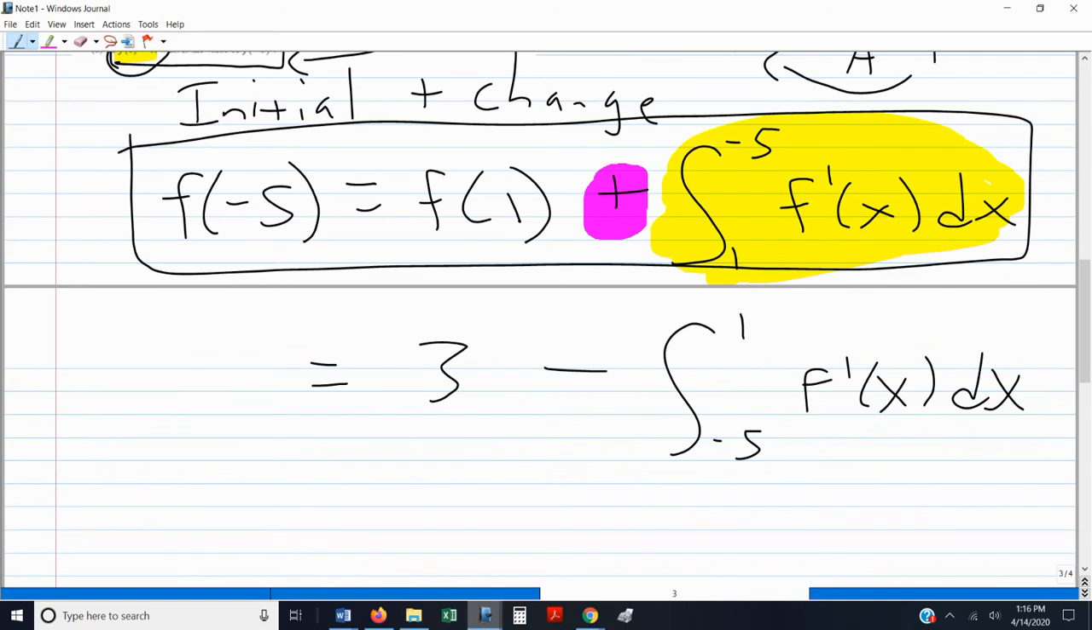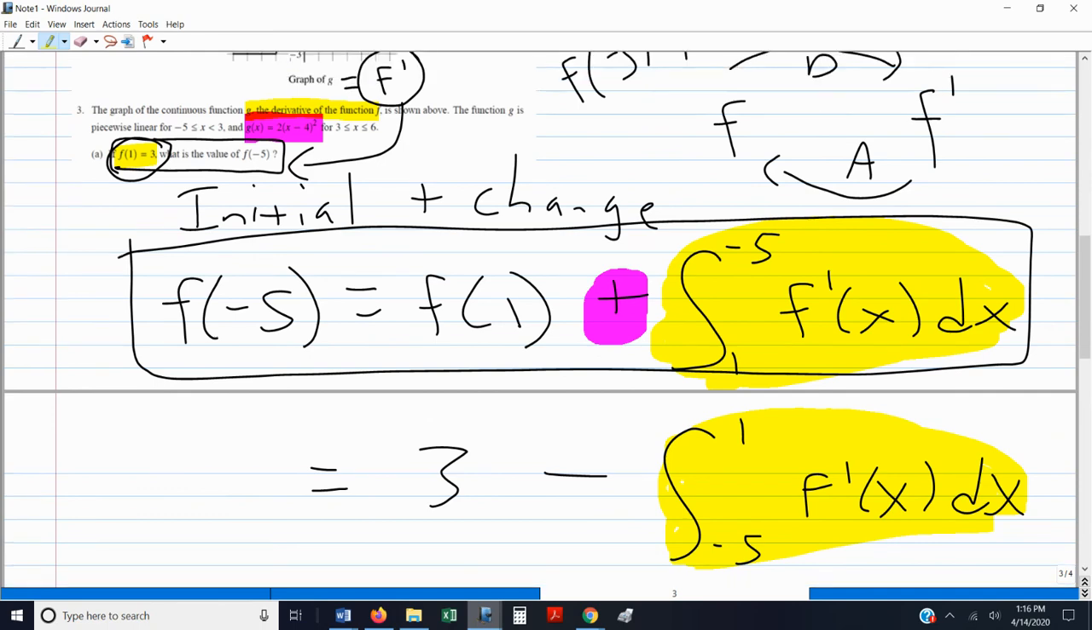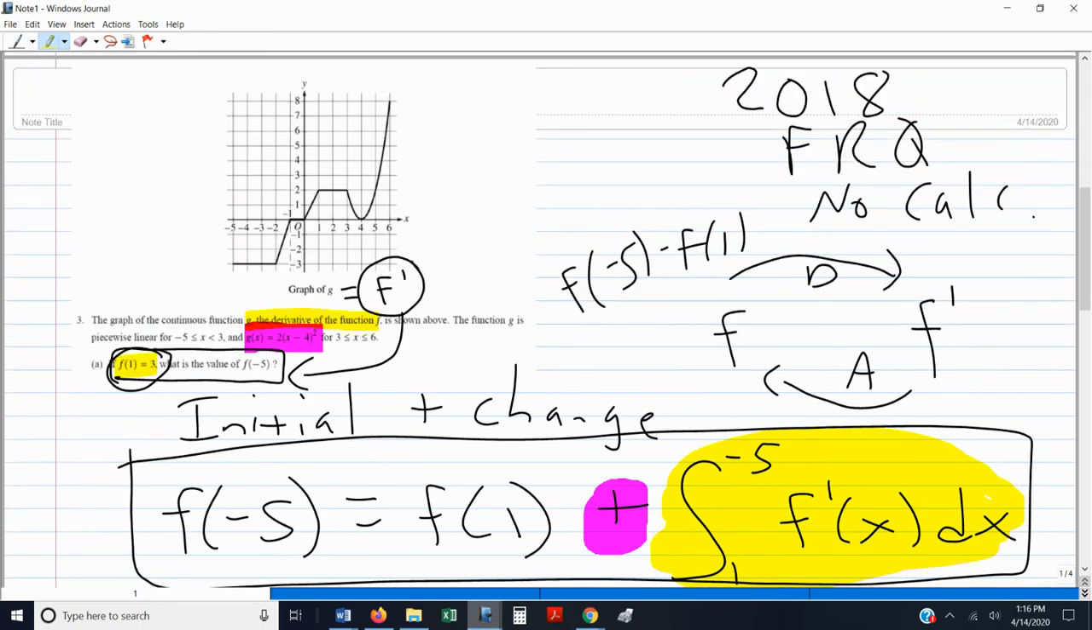Then all I need to do is find the area under the f prime curve from -5 to 1 in order to evaluate that definite integral. So I'm going to go back up to my graph, -5 to 1. And this shape right here, you can use a trapezoid, or you can use a square and a triangle. So that's up to you. I will use the trapezoid.